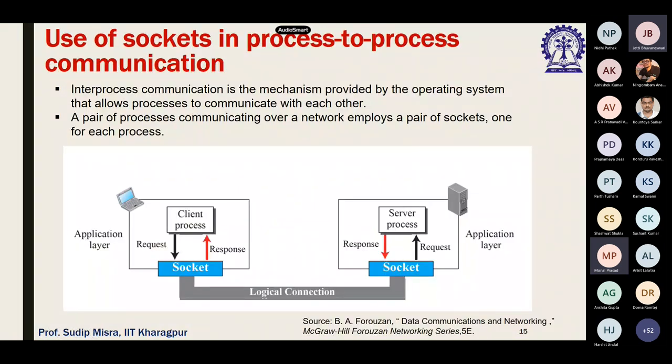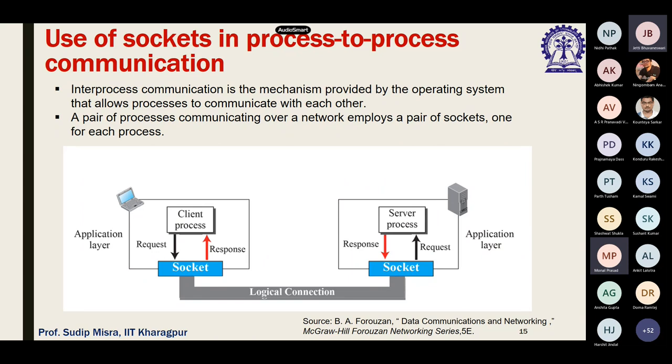So ultimately, when you are talking about applications, two different applications talking to each other, essentially you are talking about process to process communication at the process level, inter-process communication. This inter-process communication will be provided by the operating system that allows the processes to communicate with each other.